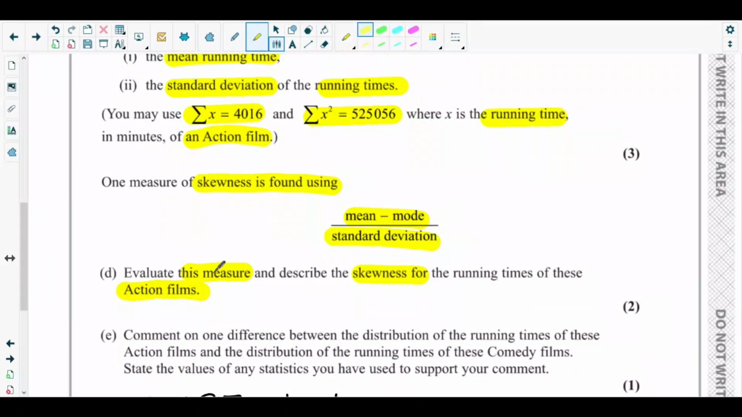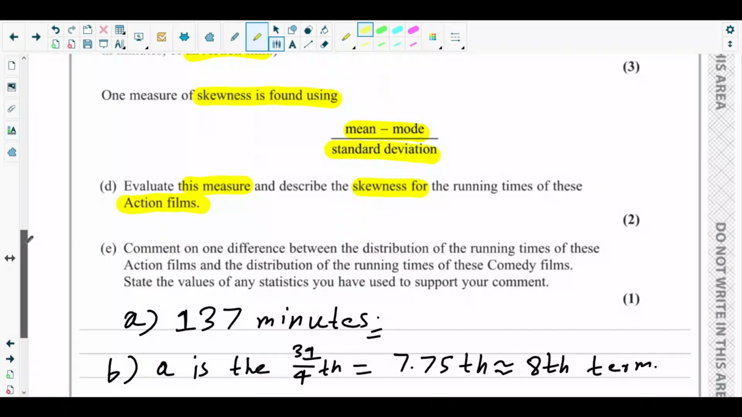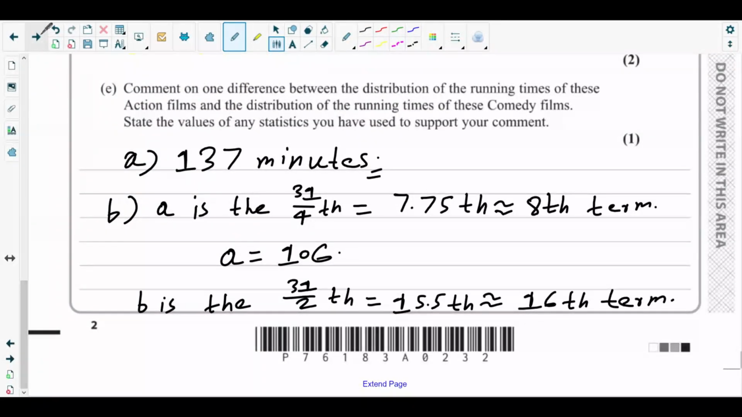So asymmetry means basically how much a distribution is getting deviated from being symmetrically distributed. For this data, for action films, we have to find out using this formula what the skewness is, that is, how much it is getting deviated from being distributed symmetrically. How to measure this? The formula is already given, so just plug in the values: mean, mode, standard deviation. We will get the measure for skewness.